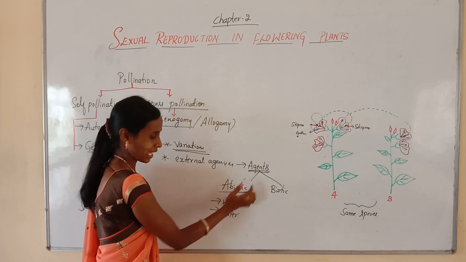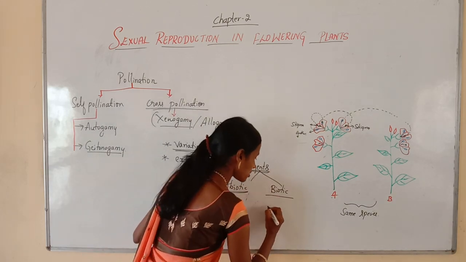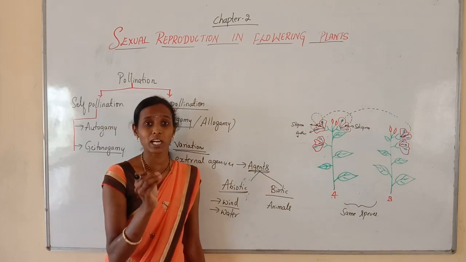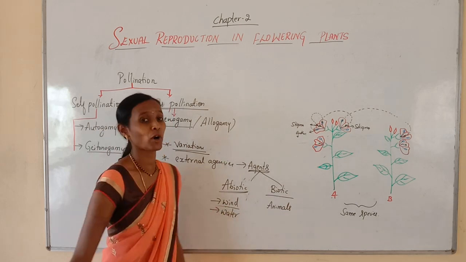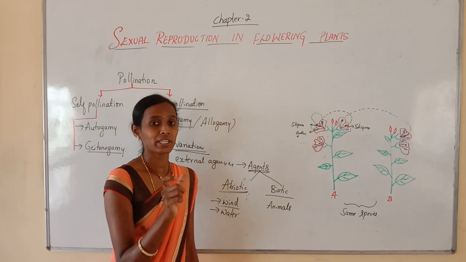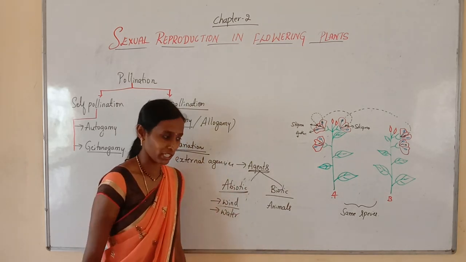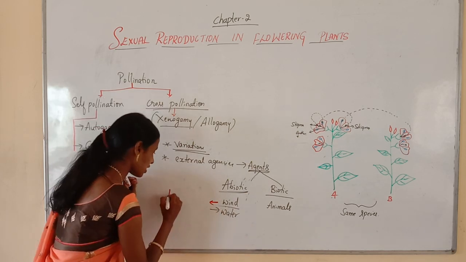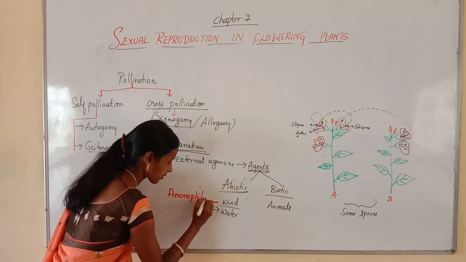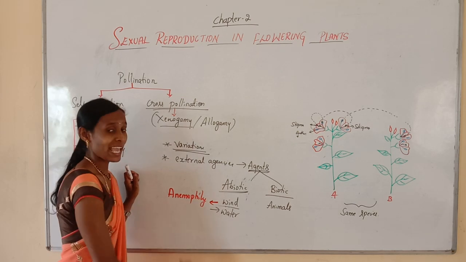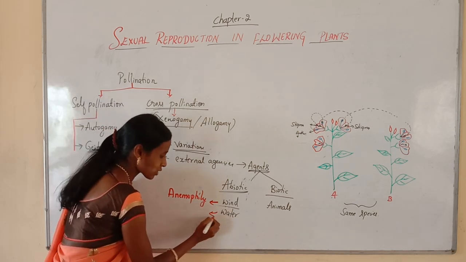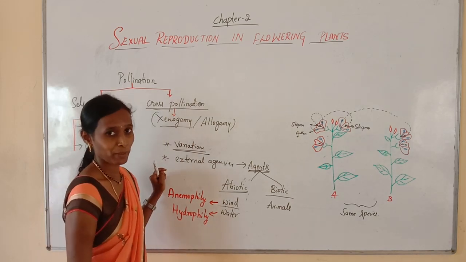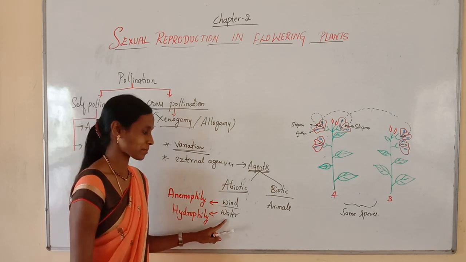As I said, the abiotic agents are wind and water, and the biotic agencies are usually animals. We can classify different types of animals, and give a specific scientific term for each type of pollination depending upon the pollinating agent. For example, if pollination takes place by wind, it is called anemophily. Pollination by water is called hydrophily. So what is anemophily? Pollination taking place by wind. And hydrophily refers to pollination taking place by water.